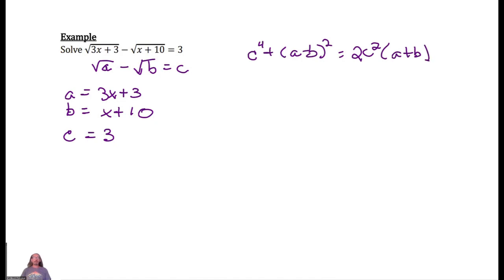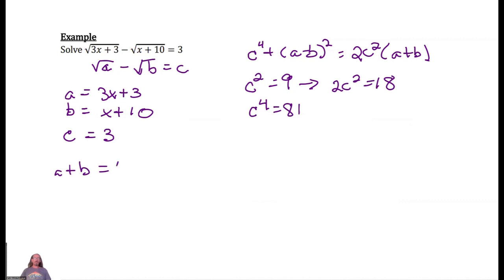And so the easiest part to figure out here, c squared is 9. So 2c squared would be 18. C to the fourth, then, square the 9 again, you get 81. Furthermore, figuring out what a plus b and a minus b are. Well, a plus b, 3x plus x is 4x. 3 plus 10 is 13.